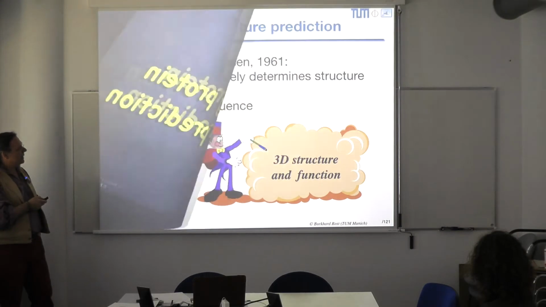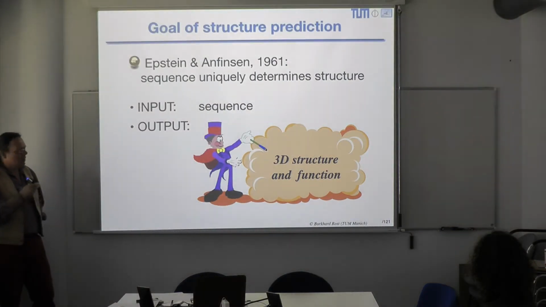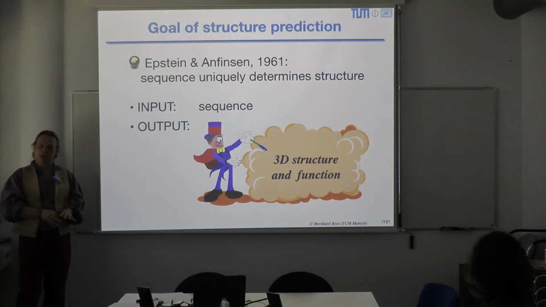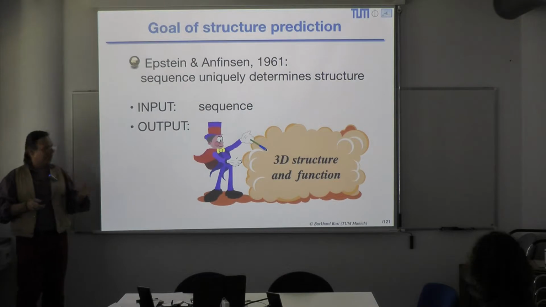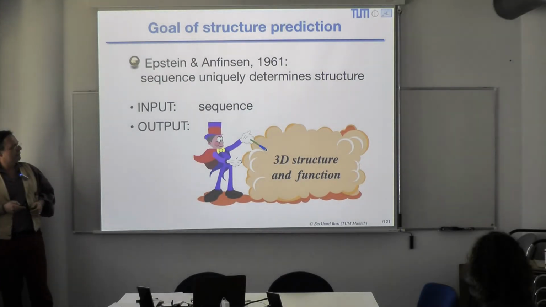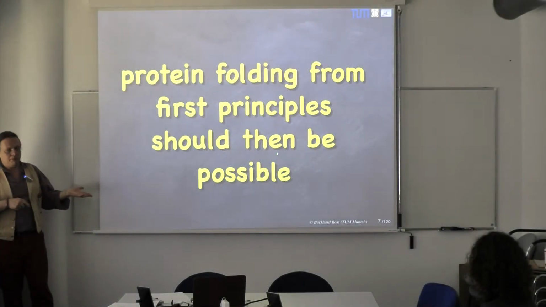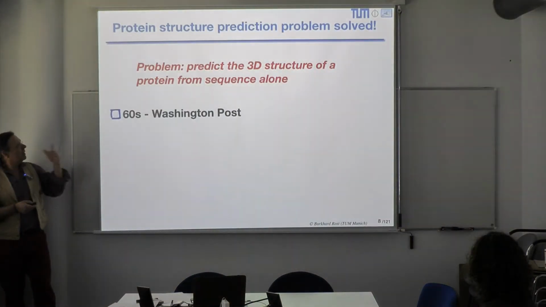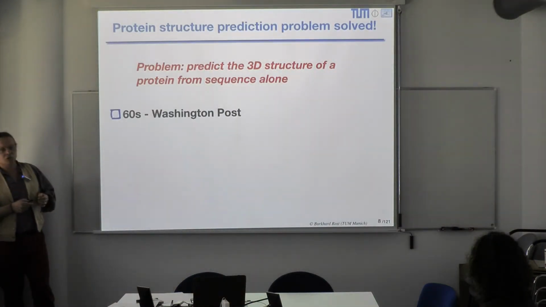structure. In principle, I said, from Epstein and Anfinsen, we know that at least some proteins are such that we throw them into a solution and they adopt a unique three-dimensional structure that is important for the function of the protein. Now, that also implies that in principle we should be able to predict the structure and to do it from first principles. And in fact, we can do that. As you all know, the structure prediction problem has been solved.